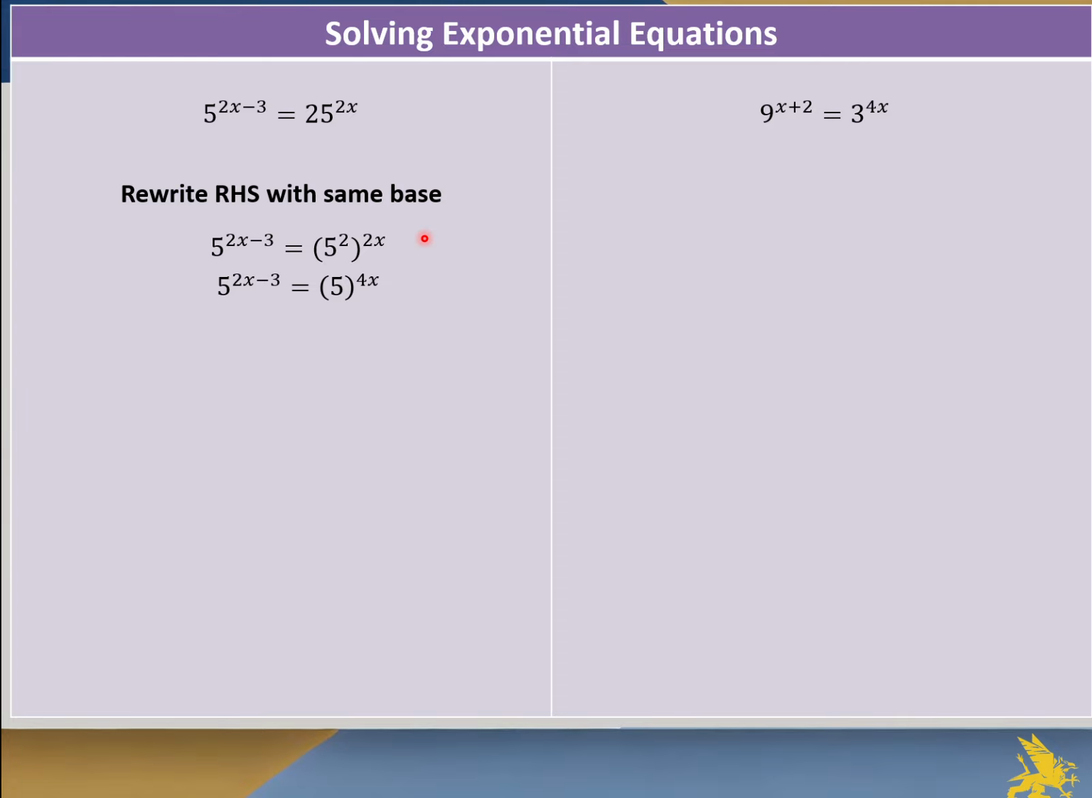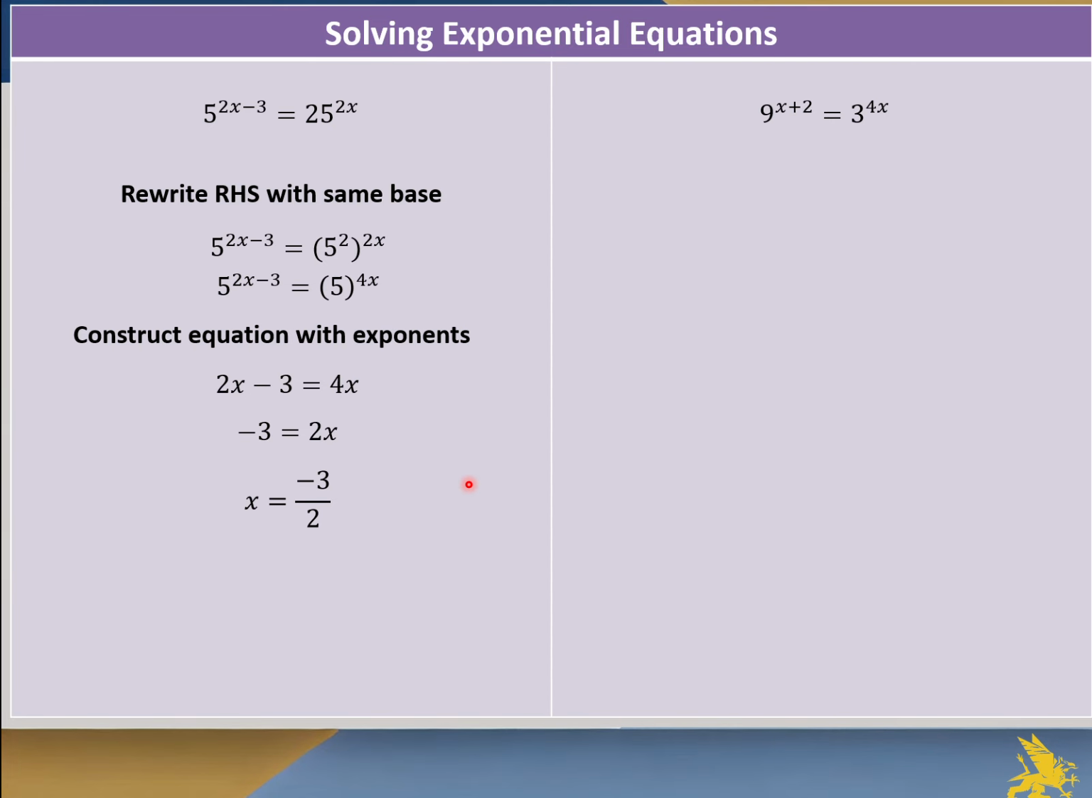Now I can look at, well, my base is the same. I can just look at my powers and construct an equation. So I've got 2x take away 3 is equal to 4x. I take away 2x from both sides, and then I divide by 2, and I get x is equal to -3 over 2.